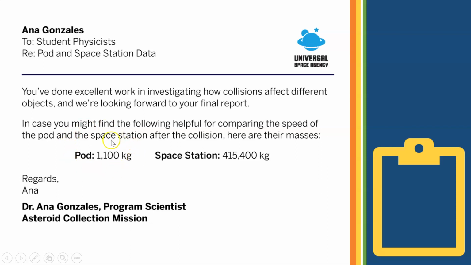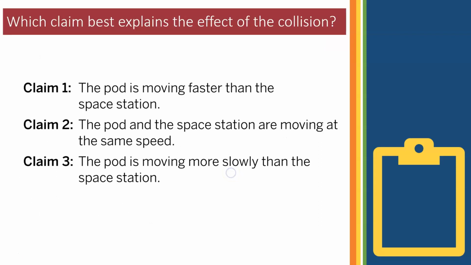Look, right here it says the pod is 1,100 kilograms, but the space station is way more massive. It's about 415,000 kilograms. How can you use this evidence about mass to help you compare the speed of the pod to the speed of the space station after the collision? And based on this new evidence, which claim do you think best explains what happened after the crash? Do you think that the pod is now moving faster than the space station? Are the pod and the station moving at the same speed? Or is the pod moving more slowly than the space station?